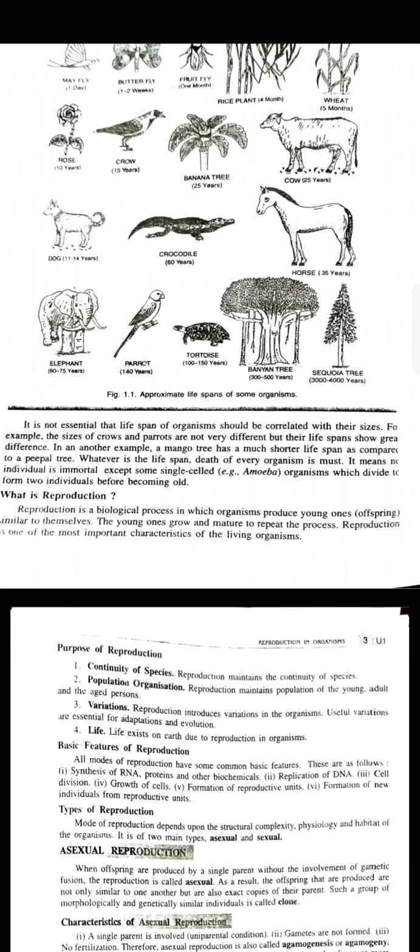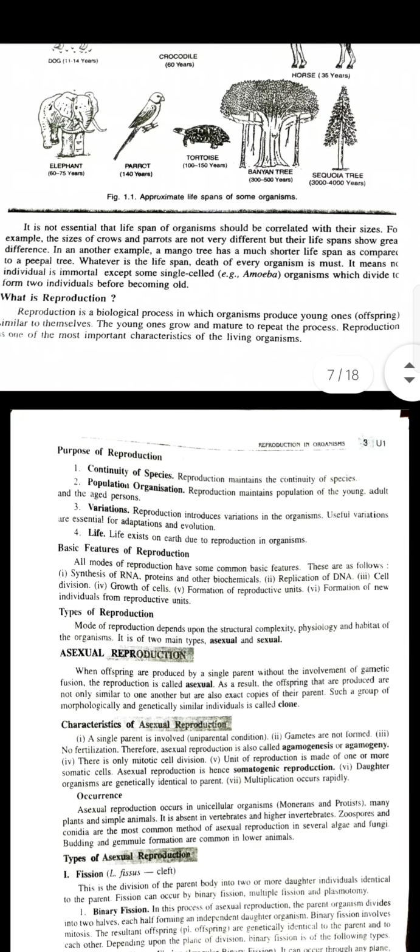Now in detail we will study what reproduction is. It is the biological process in which the organism produces young ones, offspring similar to themselves, and the young ones grow and mature to repeat the process. Organisms are producing their offspring. What is the meaning of offspring? It is another name for the young ones, who look like themselves only. They grow and mature to repeat the process. It is one of the most important characteristics of living organisms.